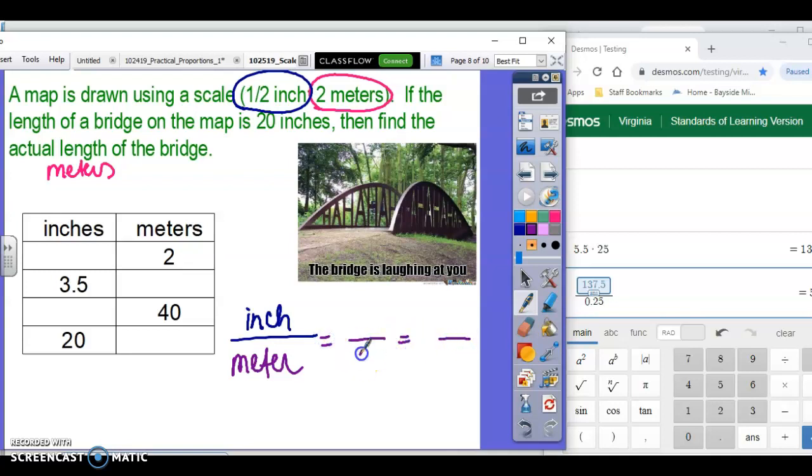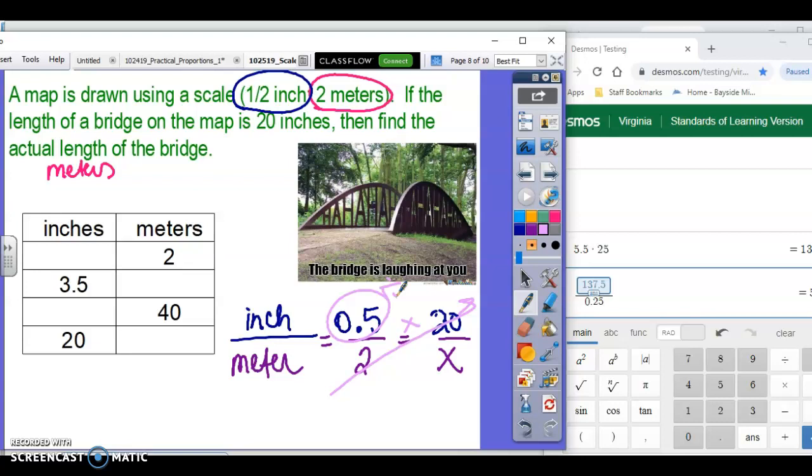So it says 2 meters is equal to 1/2 inch, which is just 0.5. And then on the other side, it tells me that it's 20 inches, and they want me to find, well, how many meters is that? How long is this bridge in real life? So now we just use the same method. Multiply across, divide by what's left over.